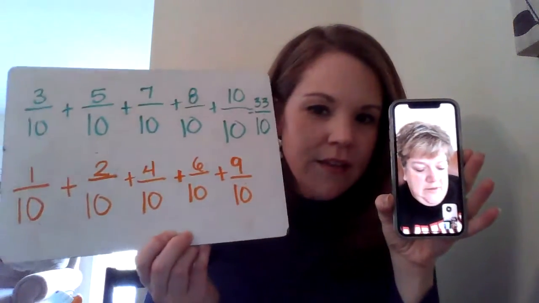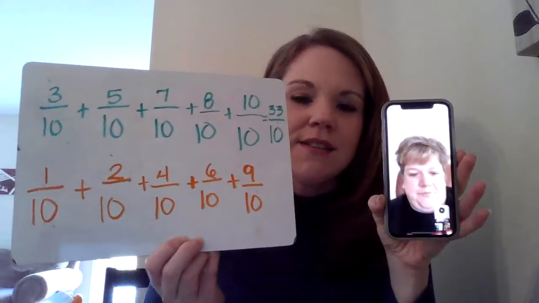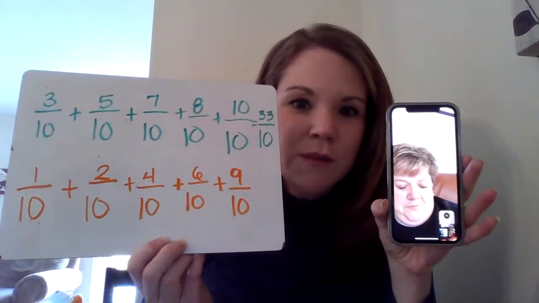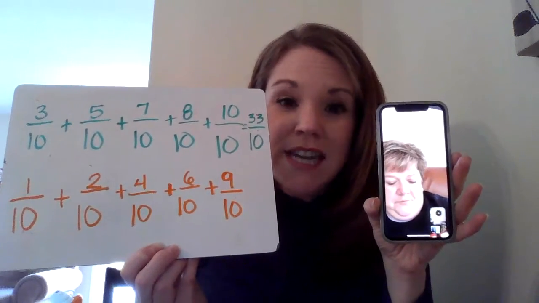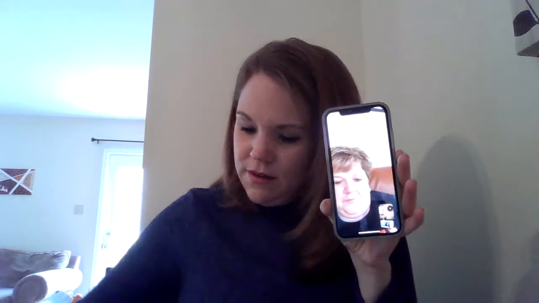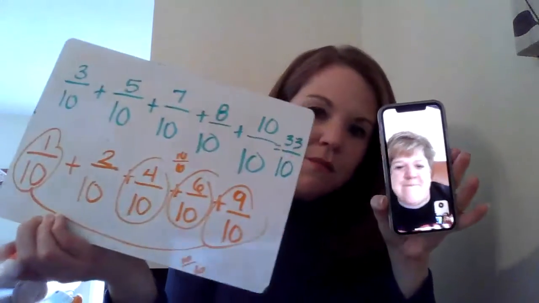So let's see what mine is. I have 1 tenth, 2 tenths, 4 tenths, 6 tenths, 9 tenths. And I like to add, just like Miss Musto, and I like to find numbers that go together to make a 10. I see 1 tenth and 9 tenths. So that right there is 10 tenths. And then I see 4 tenths and 6 tenths is another 10 tenths. I know this looks a little messy. And then lastly, I have 2 tenths. So I'm going to add my 10 tenths plus 10 tenths. 10 plus 10 is 20. Plus 2 more is 22.